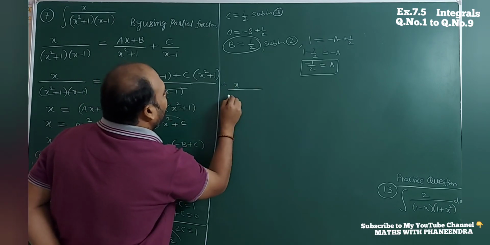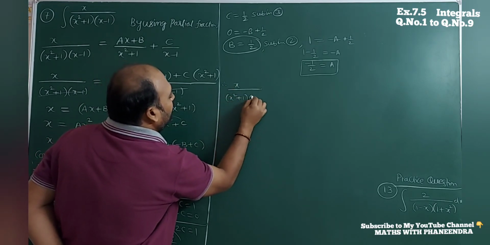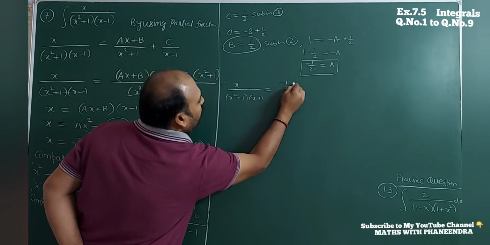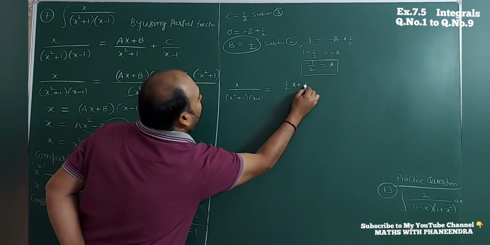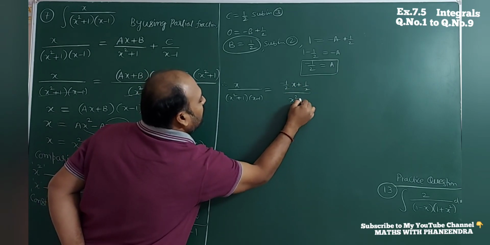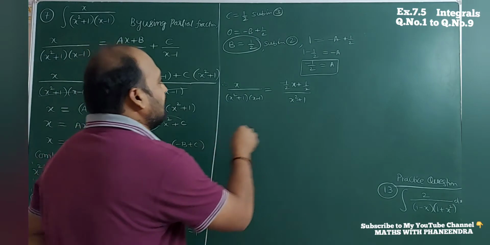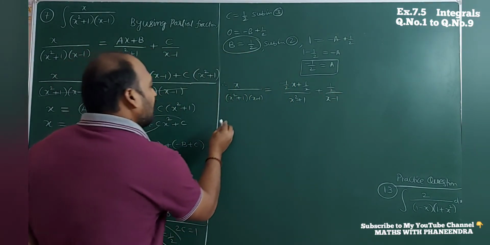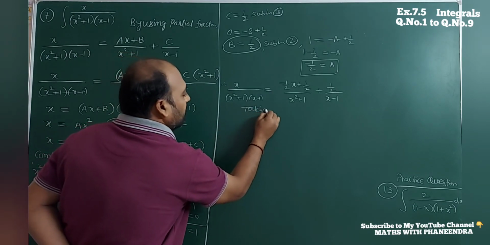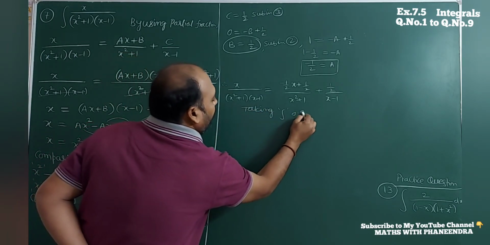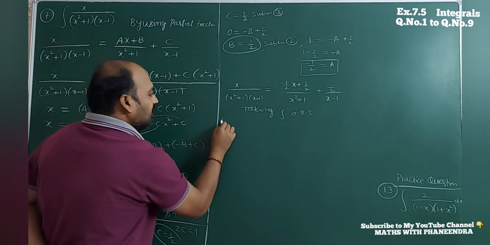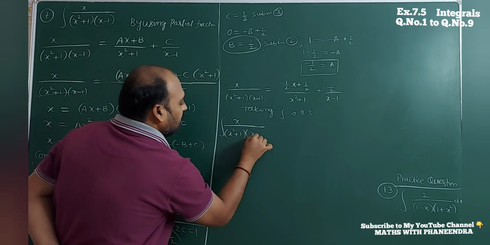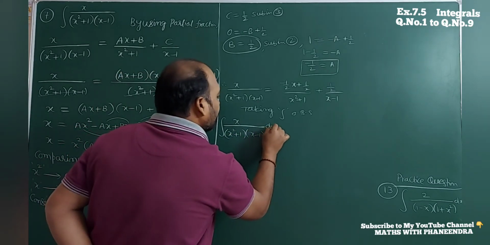Therefore, x by (x square plus 1) into (x minus 1) equals the a value, minus 1 by 2 into x, by x square plus 1, plus the b value, 1 by 2, by x square plus 1, next plus the c value, 1 by 2, by x minus 1. Taking integration on both sides. So after that what we have to do? Integral x by (x square plus 1) into (x minus 1) into dx.